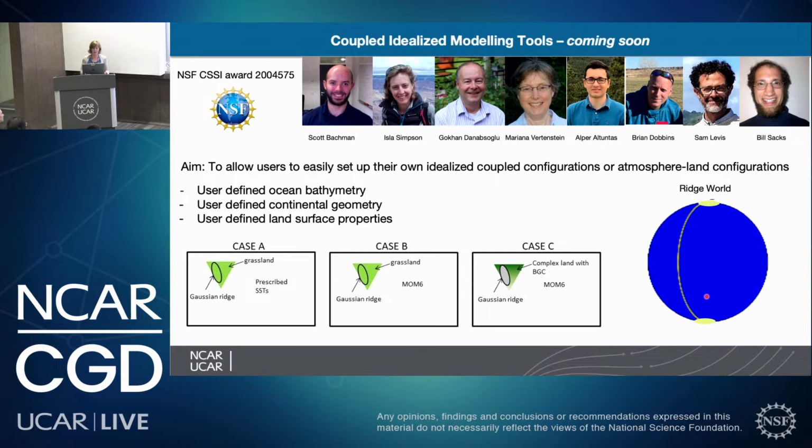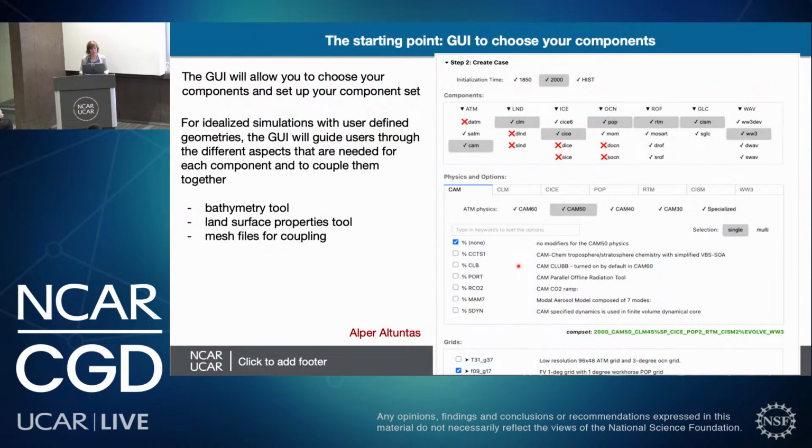Those are the kinds of questions you might want to ask in an idealized setting. Or in this case, what is the impact of the North American continent, like having some idealized continent? How does that change if you run with a coupled ocean? How does that change if you have complex land surface properties? You want to set up your own ocean bathymetries, your own continental geometries, your own land surface properties. This tool is really geared towards allowing you to do that.